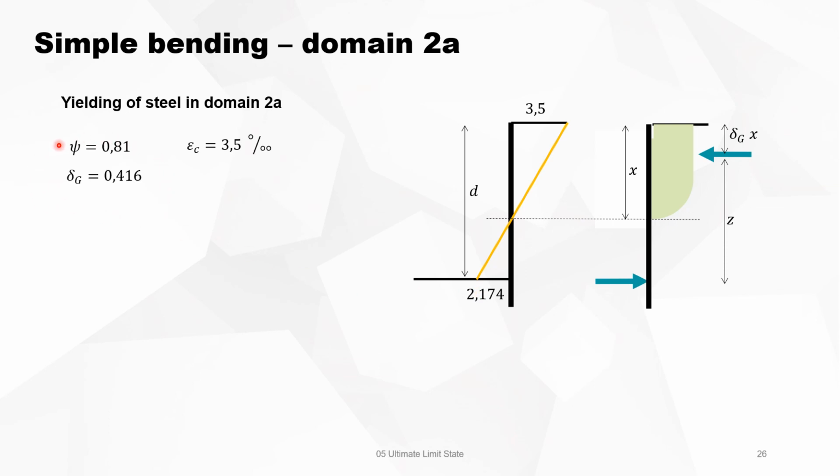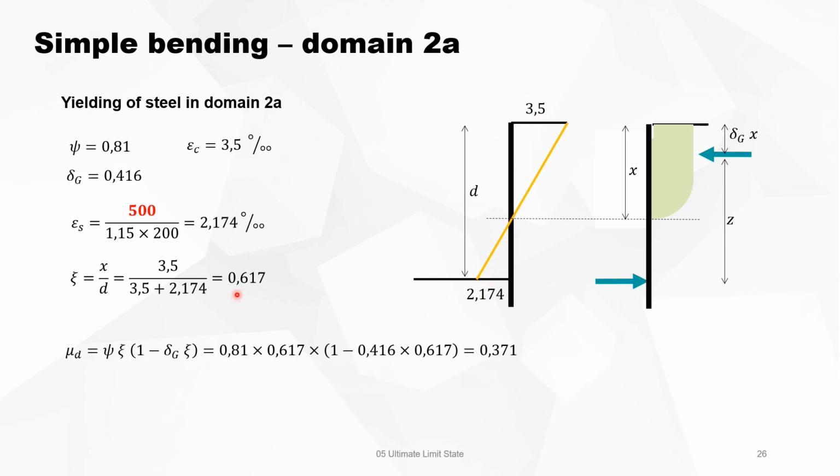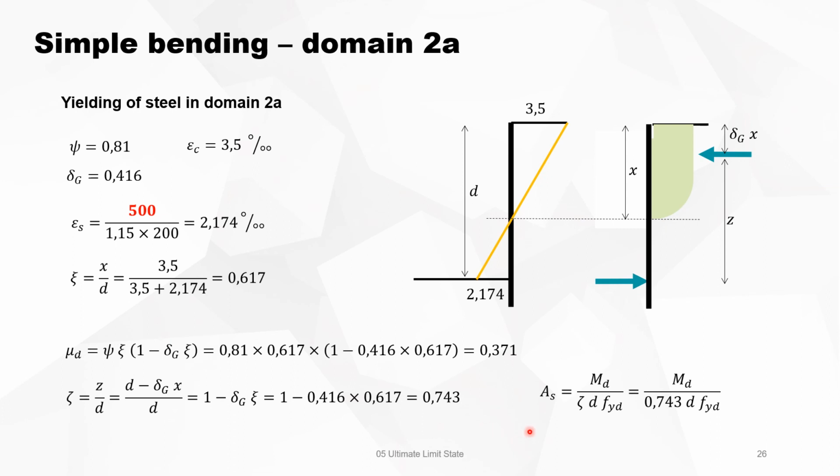Then we know that C and delta G is constant, epsilon C is fixed, and epsilon S is 2.174, which is here. And then we can calculate the depth of the neutral axis, which is always the same. It's this one divided by the sum of the two, and it's 0.617. So at the position of the lever arm equals to 0.617 times the effective depth. At that point, the steel in the tension reinforcement is just yielding. Then we calculate mu d and we find 0.371. The lever arm is then equals to 0.74. So if you calculate reinforcement, you have to divide here by 0.74.